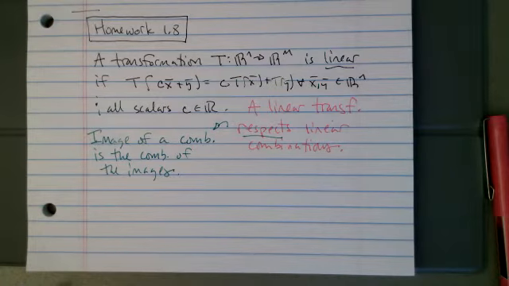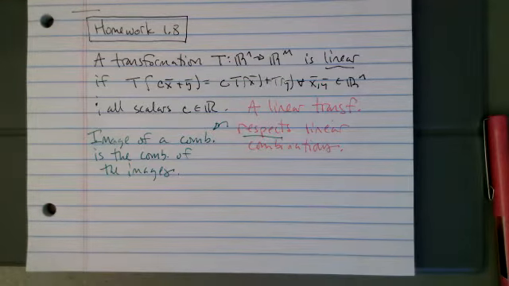So with this in mind, let's look at questions from homework 1.8. Remember that a transformation is linear if it respects linear combinations, if the image of the combinations is the combination of the images. So let's look at some of these problems. One of the problems that we want to look at is 12.